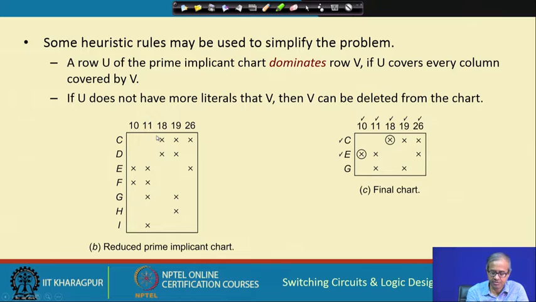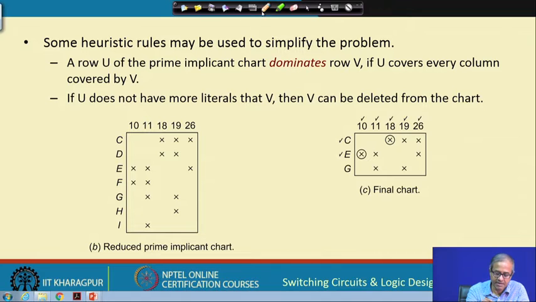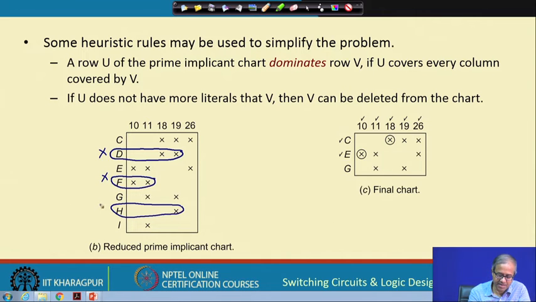So, that same example that you saw earlier, 10, 11, 18, 19, 26 were remaining, and these were the remaining prime implicants, 7 of them. Now, if you use row domination, you see D is getting dominated by C, because C has a check mark here, D has a. So, D you can delete. Similarly, F is dominated by E, check mark, E also has. So, F also can be deleted. H is dominated by C and also G, H has a single check mark, H can be deleted. Similarly, I is dominated by E as well as G, I can also be deleted. So, you are left with only C, E and G.